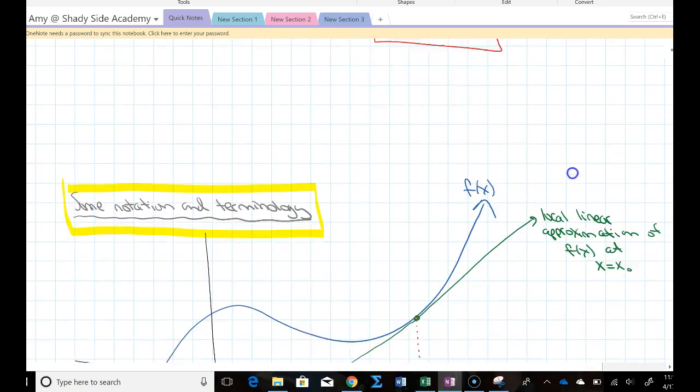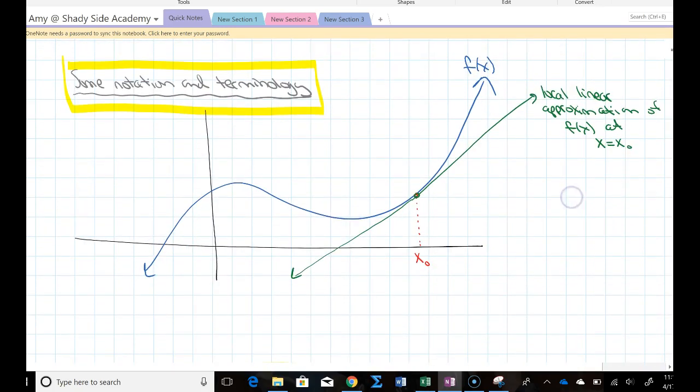Let's see, another little detail. Some notation and terminology. We talked yesterday about this local linear approximation of f of x at x equals x naught. On the surface, this is saying nothing more than the line tangent to f of x at x equals x naught. Well, we talked about the fact that these three words are incredibly descriptive. These three words are suggesting that for values of x local to x naught, so, for values of x close to x naught, the y values of the tangent line approximate the y values of the function.